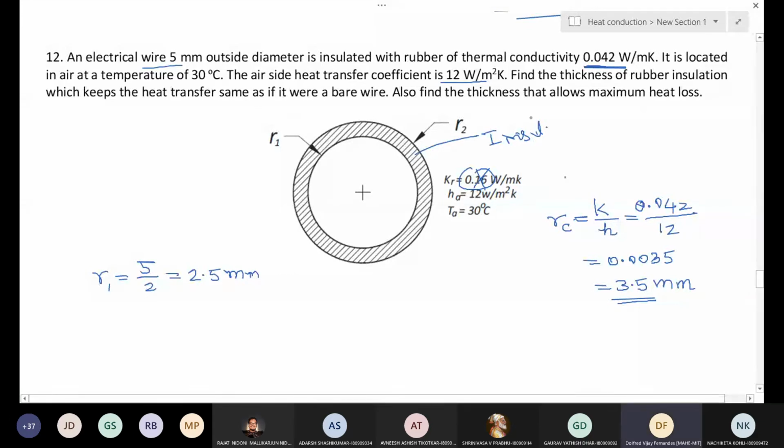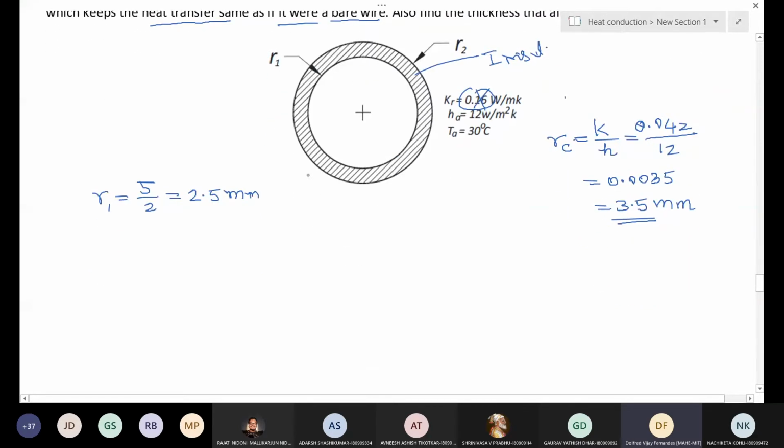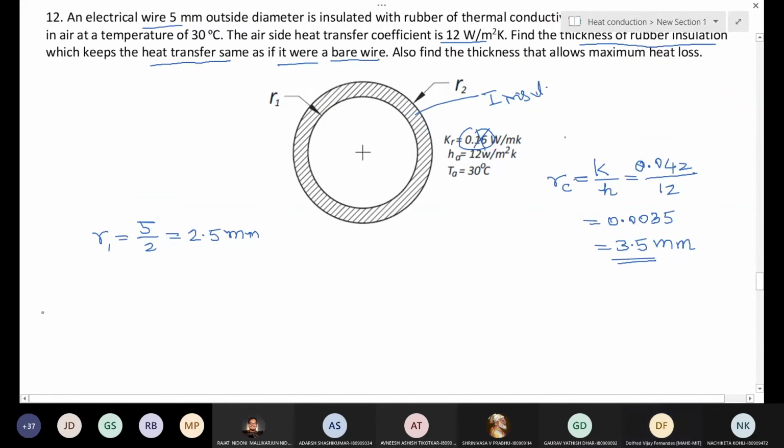So then, the question here is not to find the critical thickness, but to find the thickness of rubber insulation which keeps the heat transfer the same as it was for a bare wire. That means we have to find out, okay, the same problem, similar to the previous problem. Rate of heat transfer with wire, with insulation.